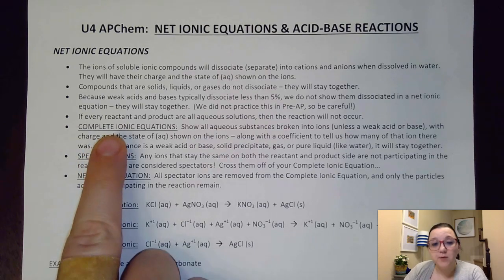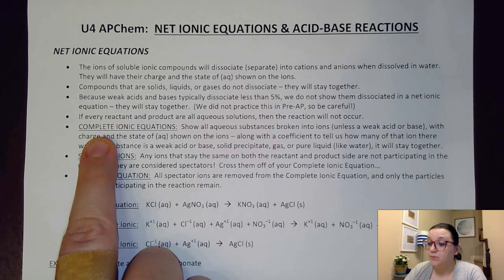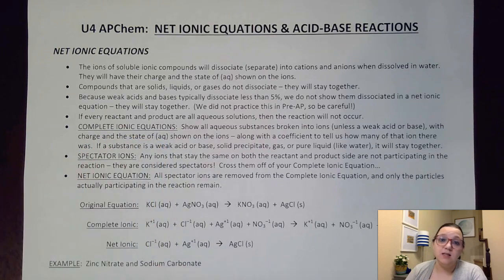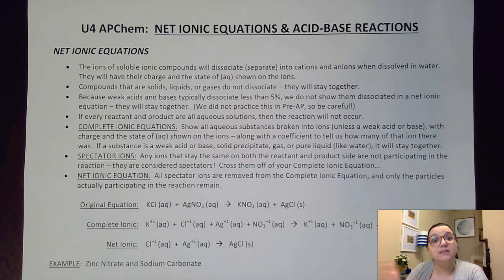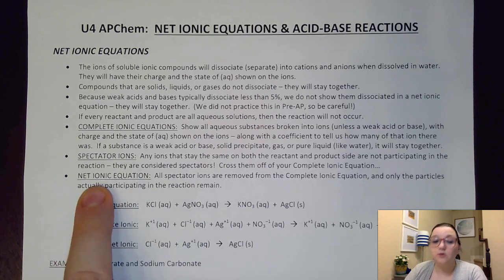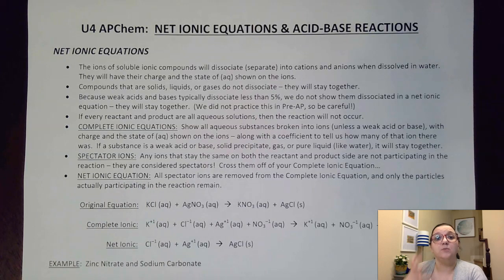So we have three new types of things that we're going to do in these equations. First off, we're going to write a complete ionic equation, which shows anything aqueous split up into those ions. Then we are going to have our spectator ions. These are things that stayed the same from side to side, and so when I write my final equation, I'm going to take those out. So then we have our final net ionic equation, which is only showing the particles that are actually participating in that product formation. They are the driving force behind that process actually occurring.